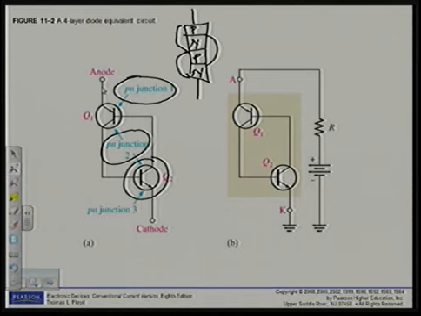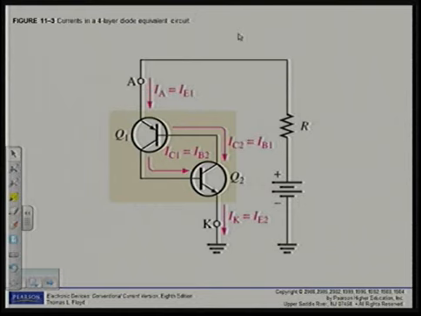Alright, so when a positive bias voltage is applied to the anode with respect to the cathode, as shown in figure 11.2b, the base emitter junctions of Q1 and Q2, PN junctions 1 and 3 in figure 11.2a, are forward biased, and the common base collector junction, PN junction 2, is reverse biased. The currents in a 4-layer diode are shown in the equivalent circuit in figure 11.3. Right, there you can see the currents flowing there. At low bias levels, there is very little anode current, thus it is in the off state or in the forward blocking region.